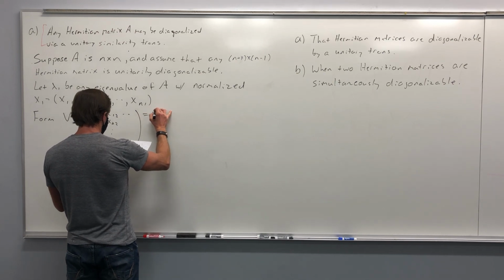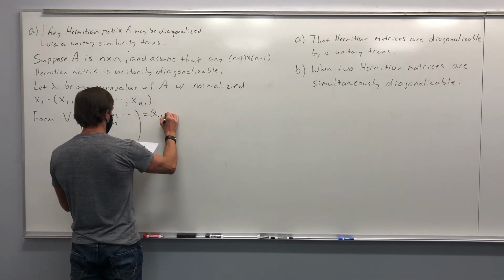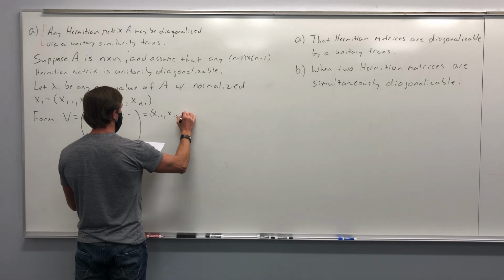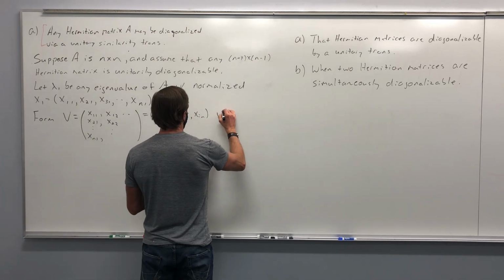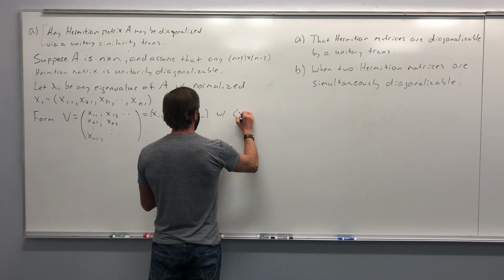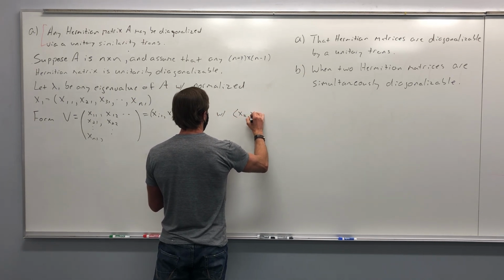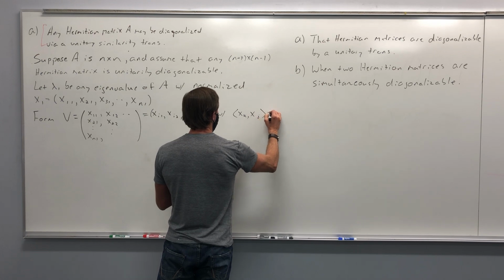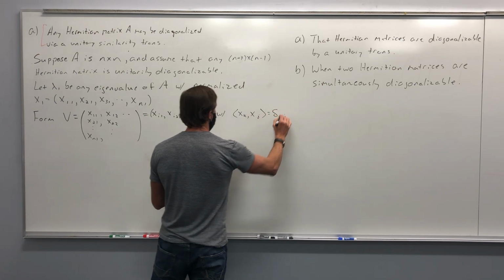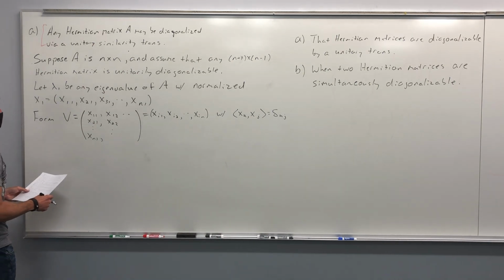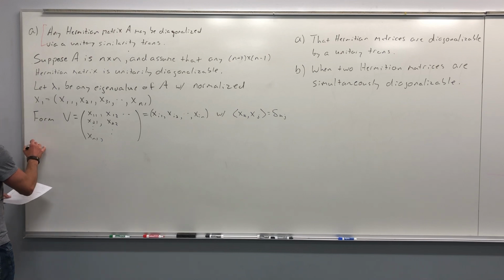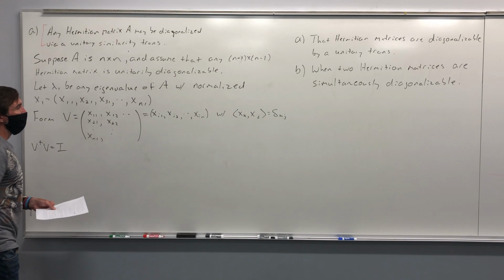And we're going to call these xi1, xi2, up to xin. And we have that the kth vector inner product with the jth vector is delta kj. Okay? Now, the first thing to note is that V dagger V equals the identity.